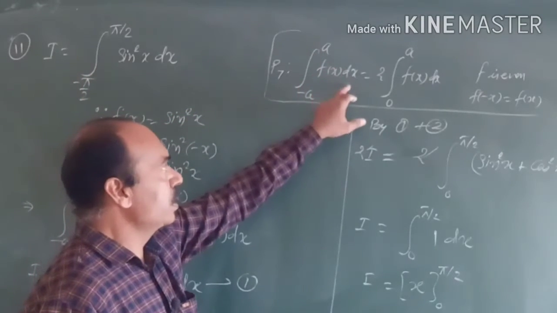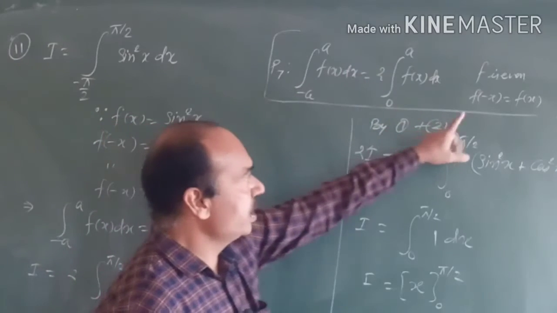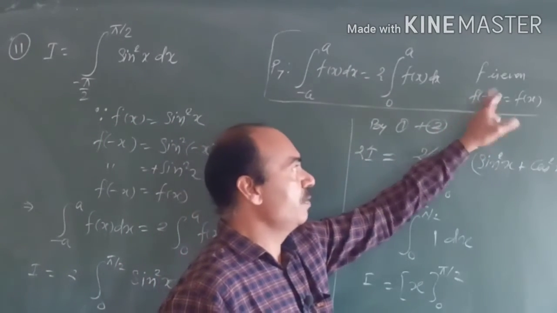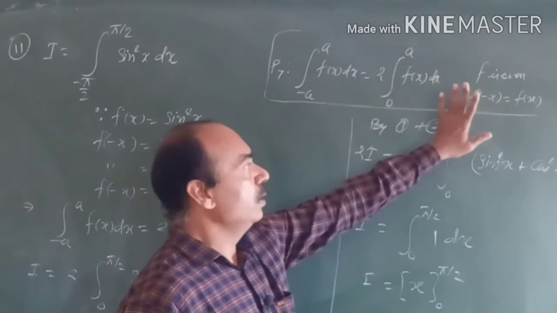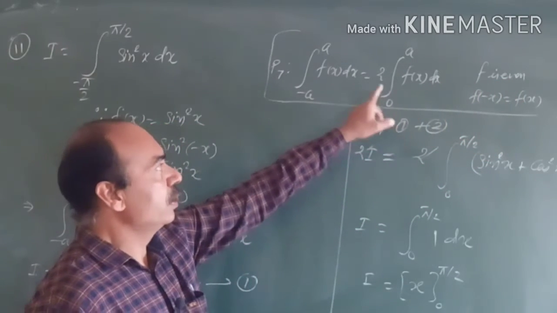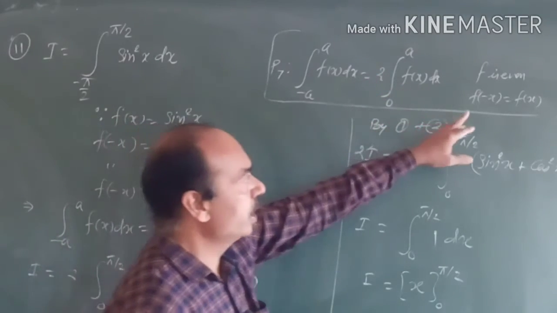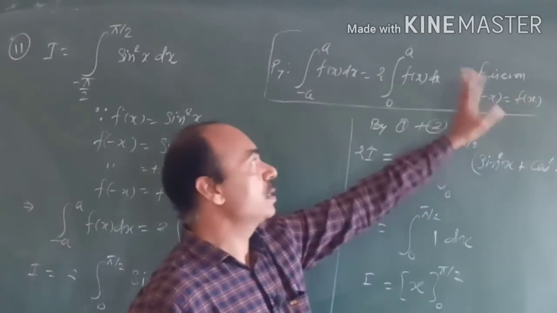Integral from minus a to plus a of f(x) dx. If the function is even, it means if x is replaced by minus x, then once again we get the same function, then it is called an even function. Then its value is 2 times the integral from 0 to a.